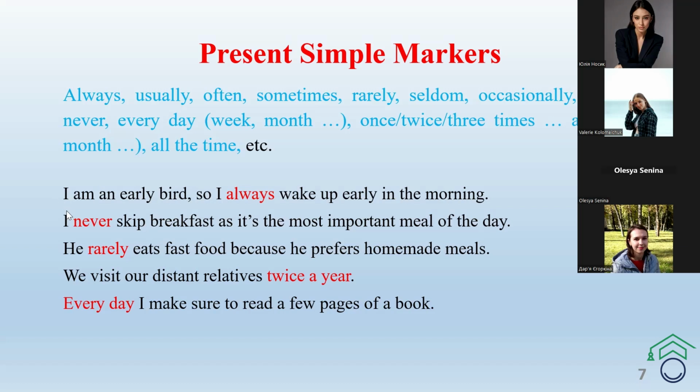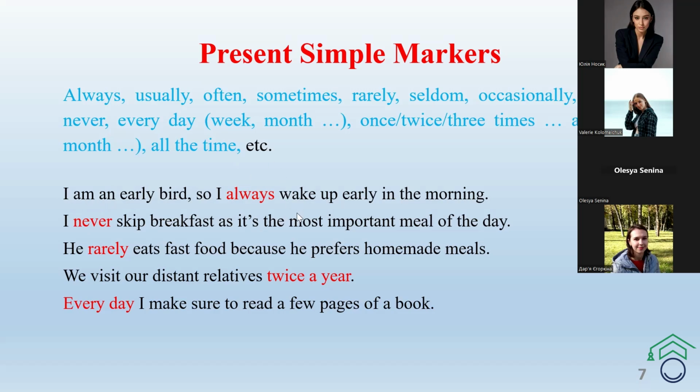What about the first sentence? I am an early bird. So I always, yeah, I'm usually an early bird. Let's change the sentence: I am usually an early bird. In this sentence, usually comes after the verb, because it is the verb be. Yes, you're right.